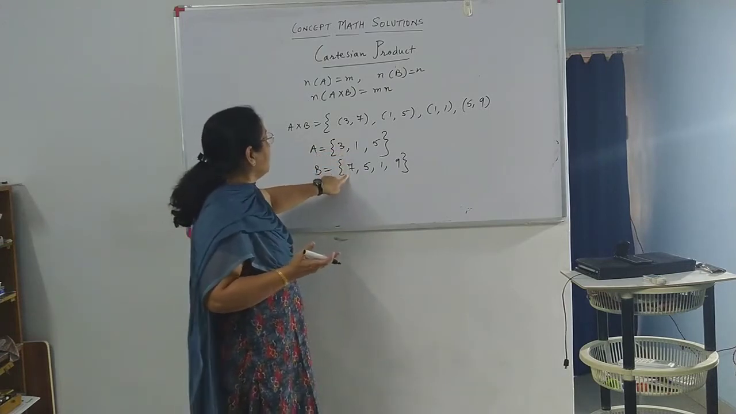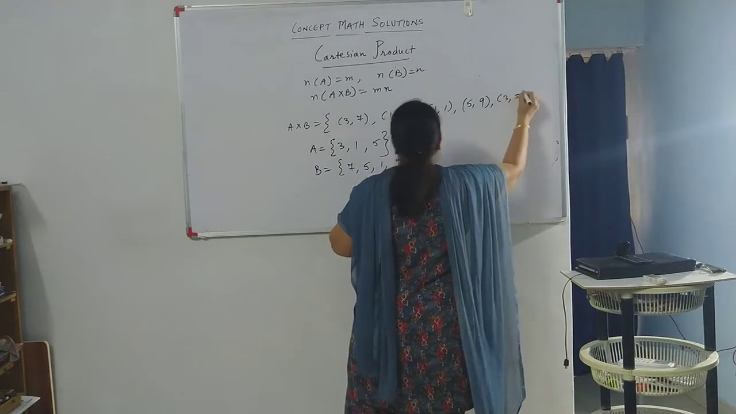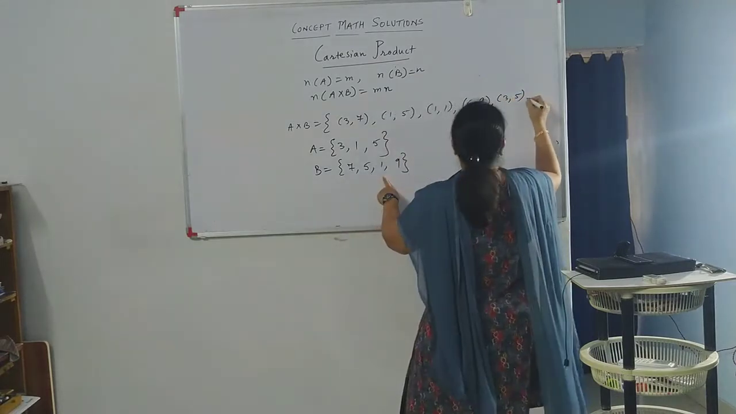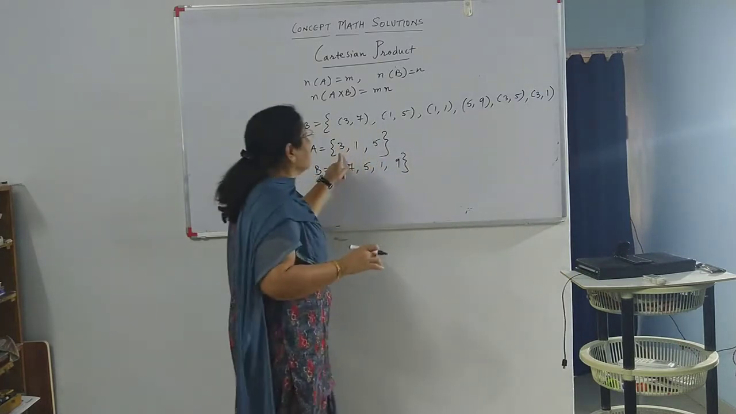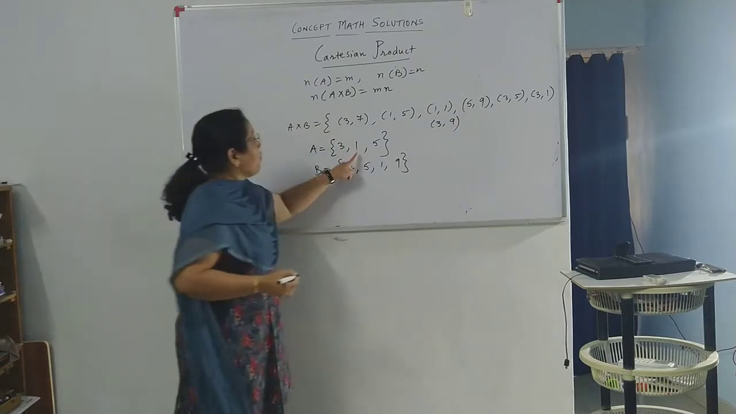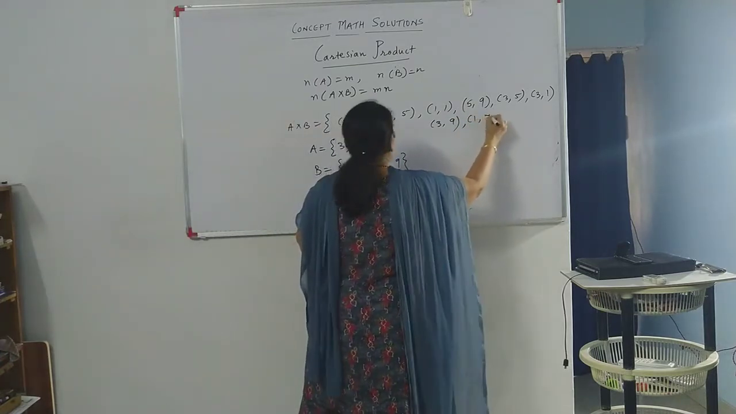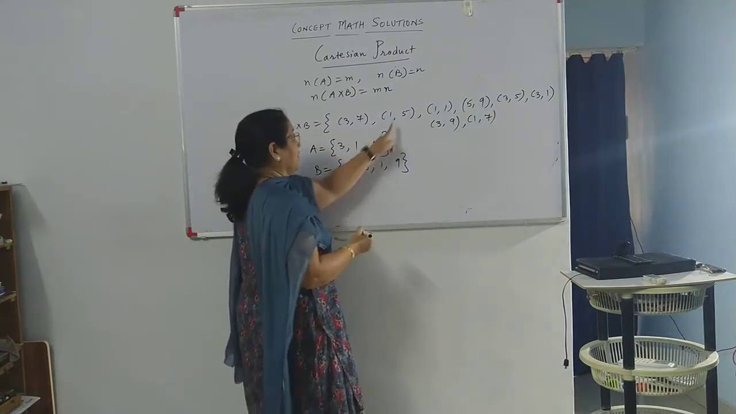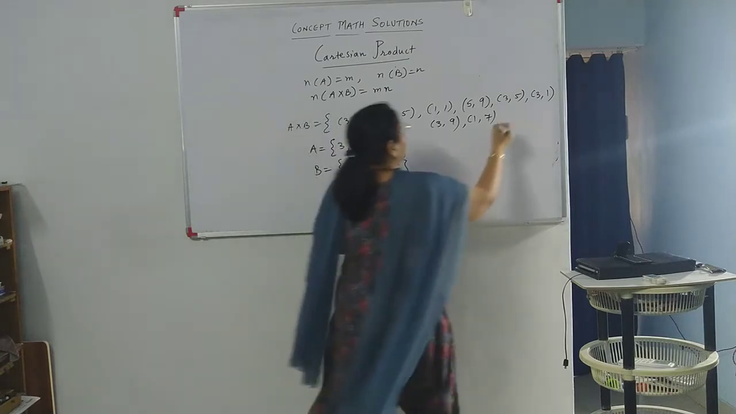3, 7 I have already listed. So 3, 5. Right? Then 3, 1. I have not listed that. Whatever is missing I should complete that. Then 3, 9. Then 1, 7. 1, 5 is already there. 1, 1 is already there. 1, 9.